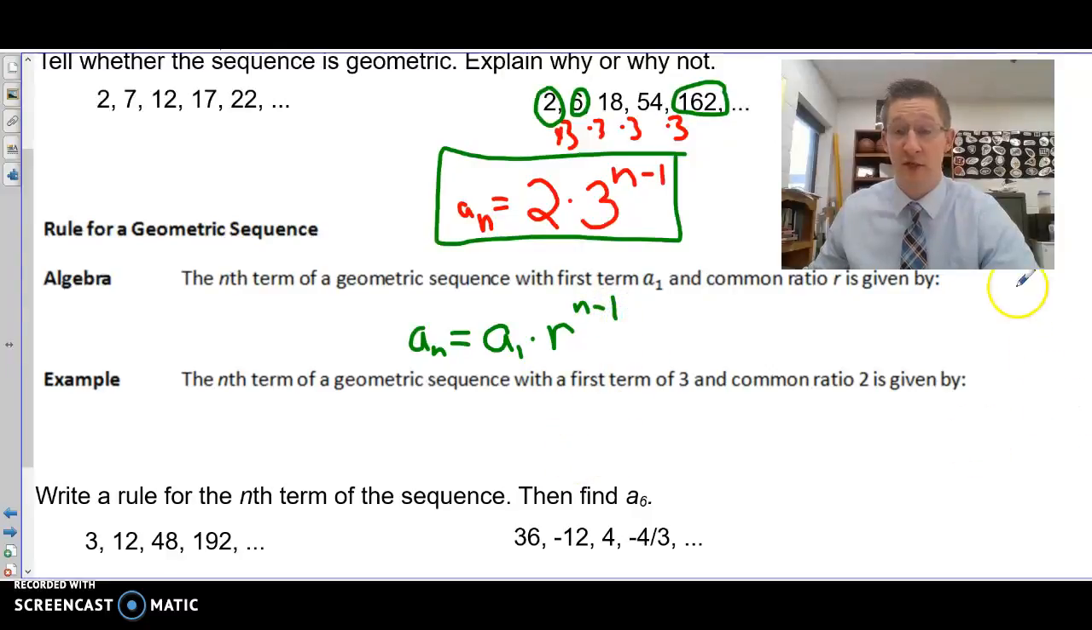Okay? So that's going to be the case. This is what they're going to look like. So if you can find the first term and the ratio, you can write out the rule for the sequence. That's all you got to do.